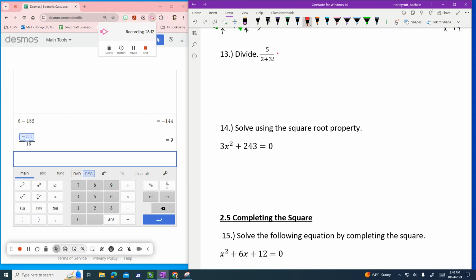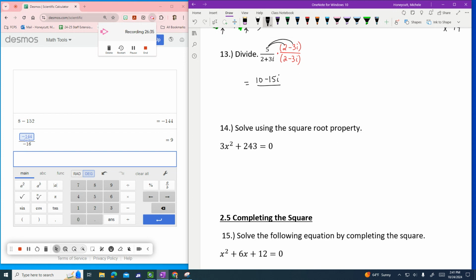For number 13, to simplify this quotient or divide, we need to multiply by the complex conjugate. The complex conjugate takes the sign of the denominator and changes it to the opposite, so I'm going to multiply the top and the bottom by 2 minus 3i. Then you multiply straight across. So for the numerator, 5 times 2 is 10. 5 times negative 3i is negative 15i.